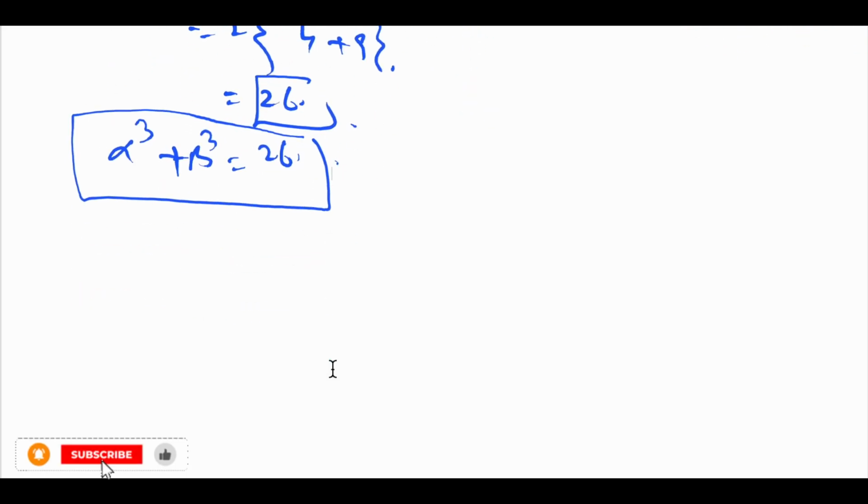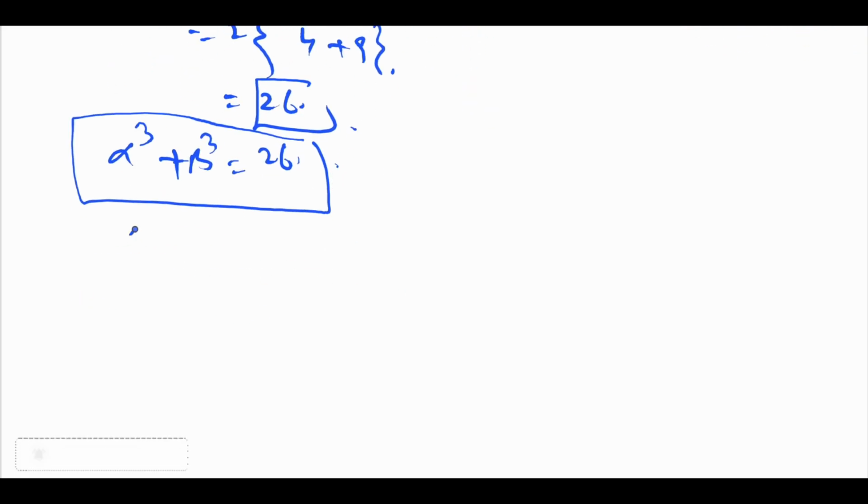This was for the quadratic equation. Now what happens for a cubic equation?